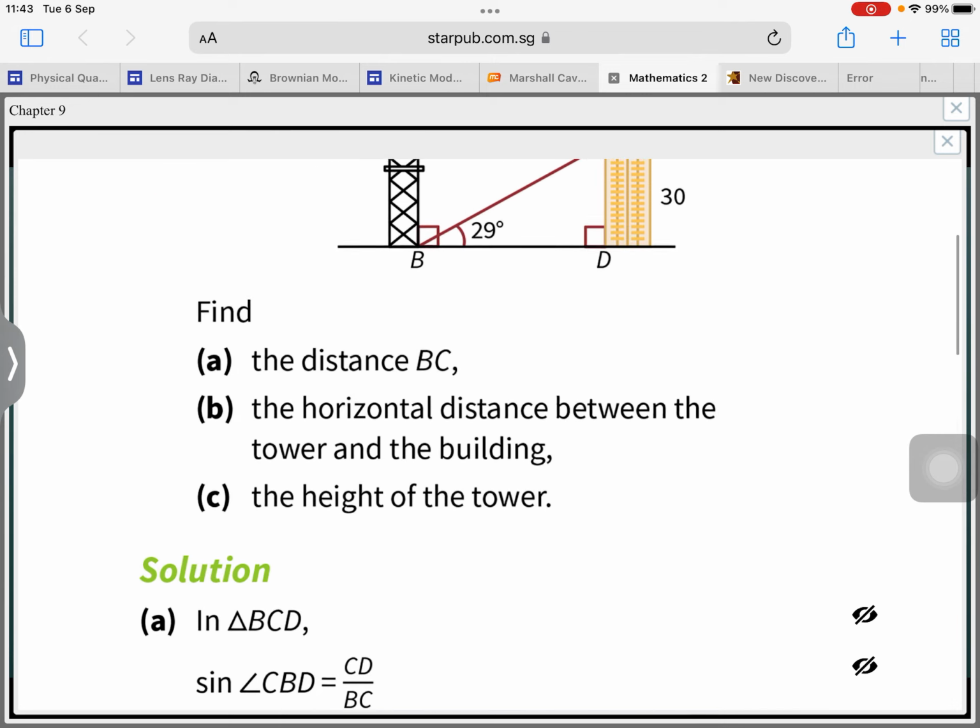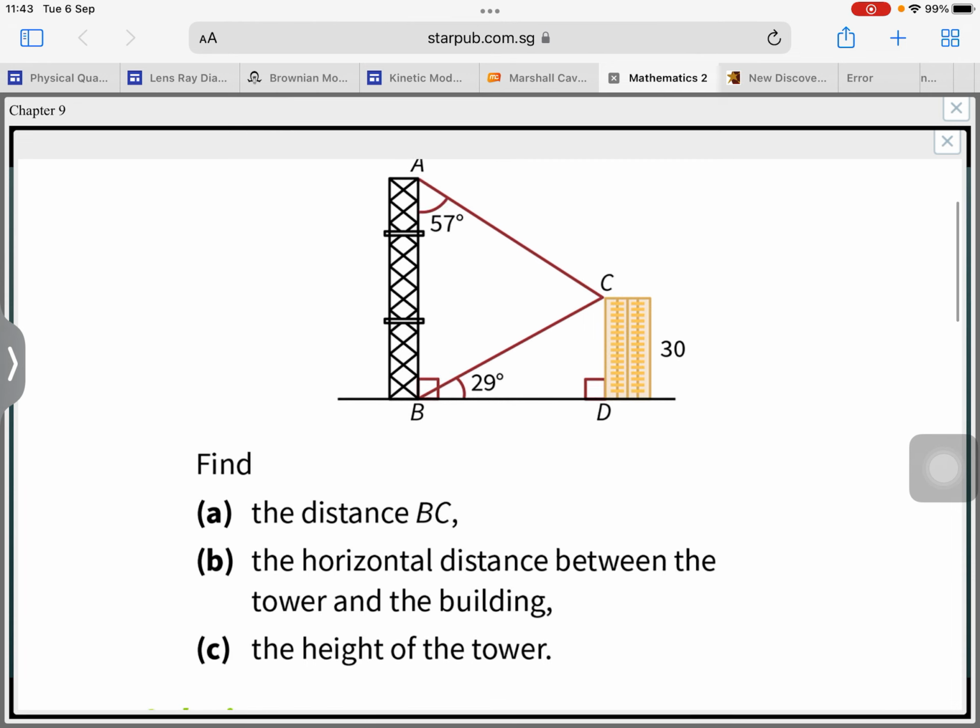Okay, next we move to part B, the horizontal distance between the tower and the building. So horizontal distance, basically you're looking at finding BD. To find BD, same thing, I can look at triangle BCD. I know this is 30, I want to find this. So this angle links the adjacent side with the opposite side, so we'll be using tangent. Tangent 29 degrees will be equals to opposite over adjacent, so 30 over BD.